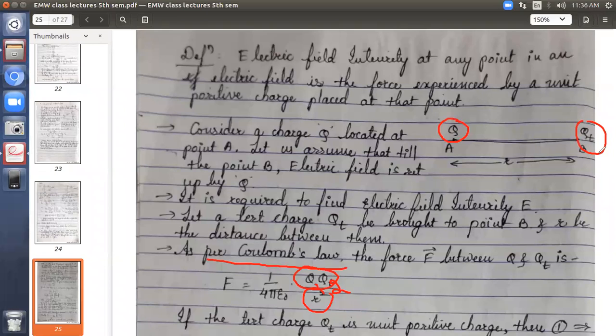T indicates test charge. So I will change Coulomb's law as per my requirement: Q into Qt divided by the distance considered, R square. This is Coulomb's law for our figure.